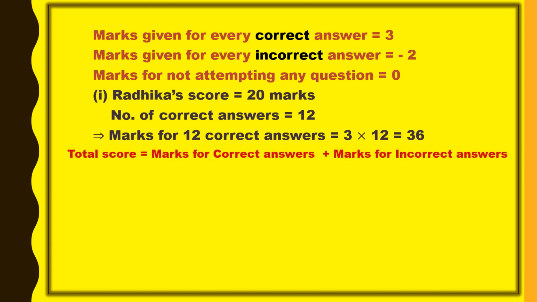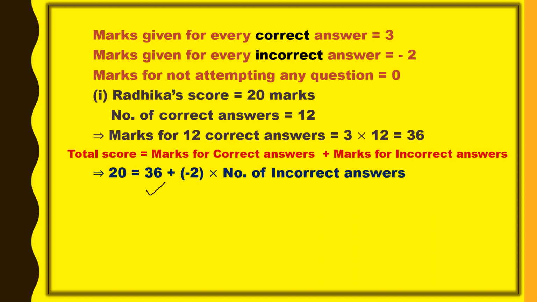Okay, now to find out the incorrect answers, this is your formula. Total score will always be the addition of correct answers marks plus wrong answers marks. Okay, let us take this formula and apply. Total score we have is 20 marks and correct answers marks are 36. We got 36 here, but as we don't know how many wrong answers she wrote, we will take it like this: minus 2 into the number of incorrect answers.